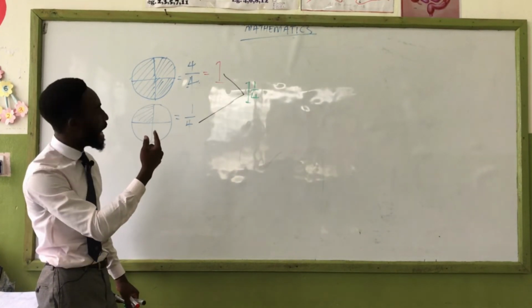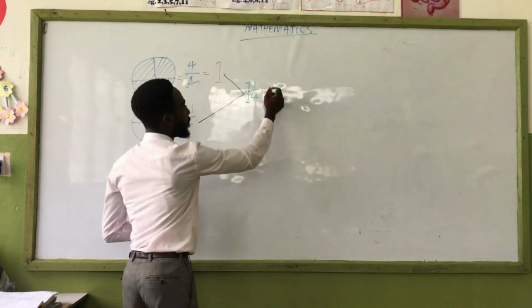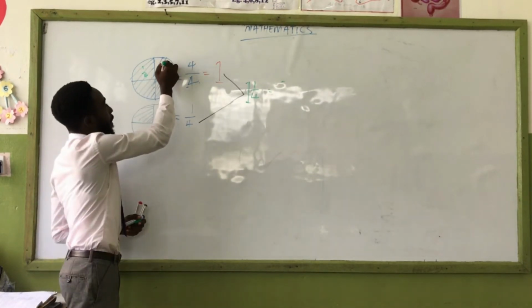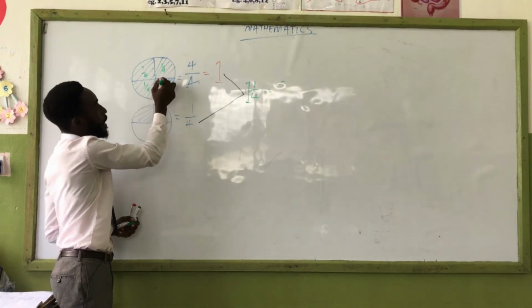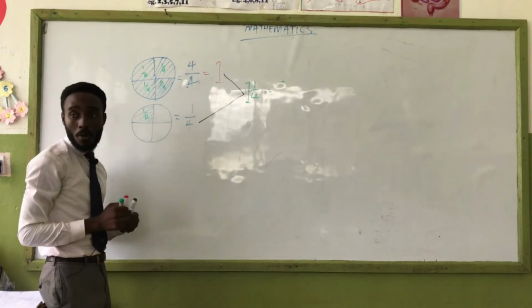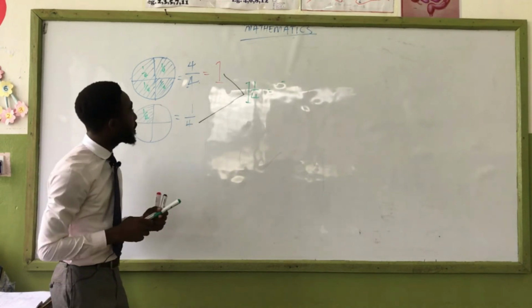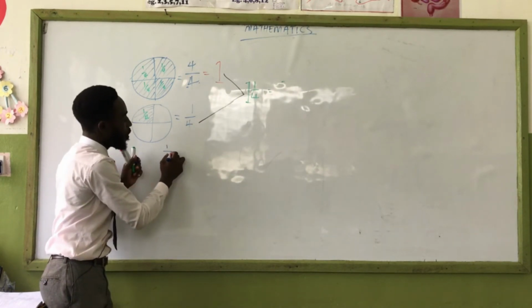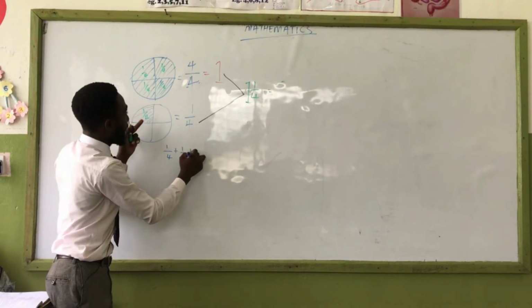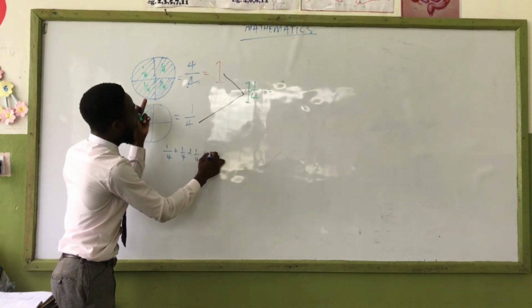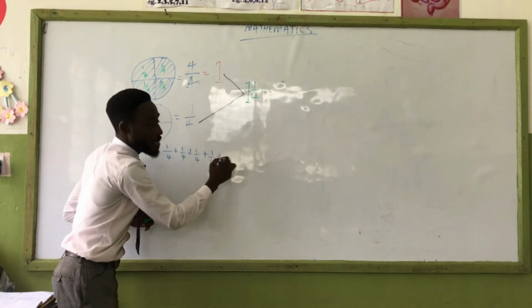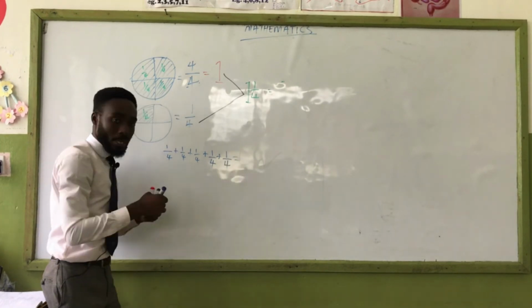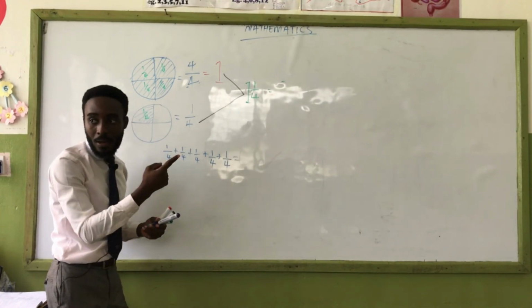I can also call it an improper fraction where I have, how many total parts do I have? Total parts, this is 1 out of 4, right? Are you following? Another 1 out of 4, another 1 out of 4, another 1 out of 4, right? So let's follow carefully. Let's do the addition. So I have 1 over 4 plus 1 over 4 plus 1 over 4. Are we following? Yeah. So when I add this, how many do I have? 5 over 4. 5 out of 4.